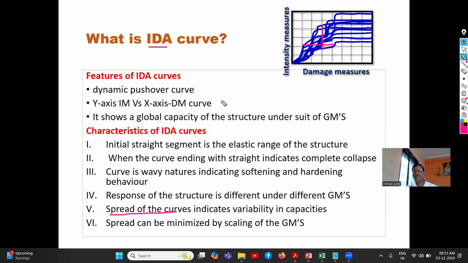So care should be taken that after the analysis, when we generate this type of curve, its spread should be as minimum as possible. This is possible only when, for the ground motions we take for the analysis, there is scaling. All the ground motions should be scaled first, and then applied one by one. In the next part, we'll see what is meant by scaling of the ground motions.